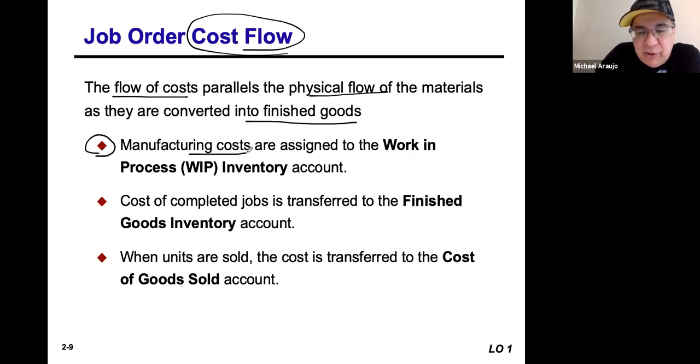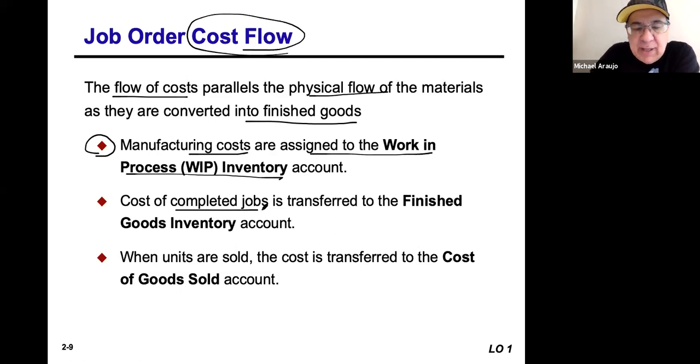All the manufacturing costs, which are raw materials, labor, and overhead, are first assigned to the work in process inventory account because they're being worked on, they're being created. Raw materials are being used, labor is being used, and overhead is being used in the process of creating whatever you're creating.